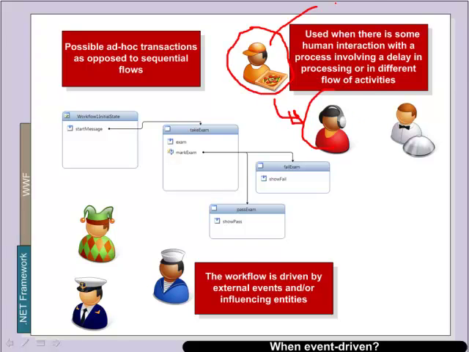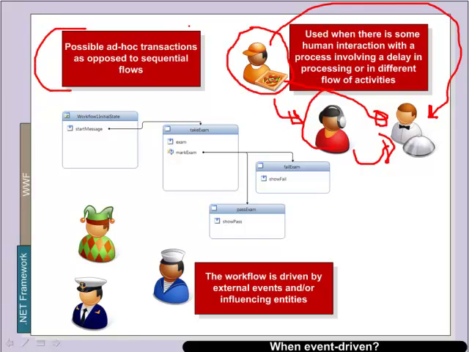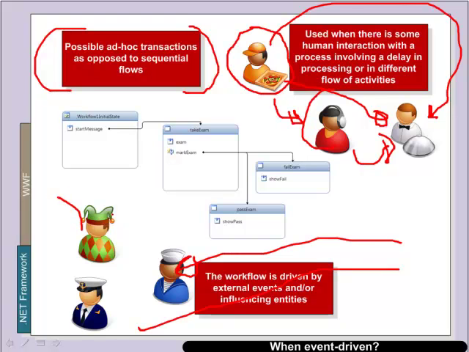It also can happen when we have different flows of activities that occur, and it would be too difficult for us to script all of the activities and become too difficult to abstract. Along with this, we might also have ad hoc transactions which happen as opposed to basic sequential flows. And we also use state-based workflows when there is some external event which is driving or influencing our entities.